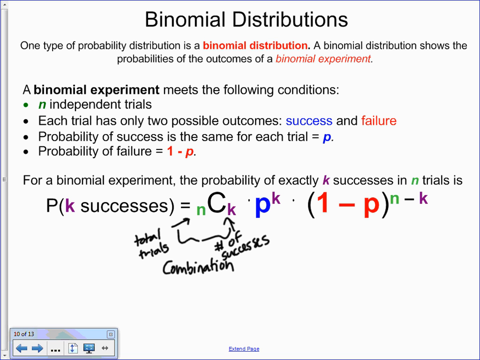The other part of the formula, there are 2 other parts. I break them up, and I would say one part is all about success.